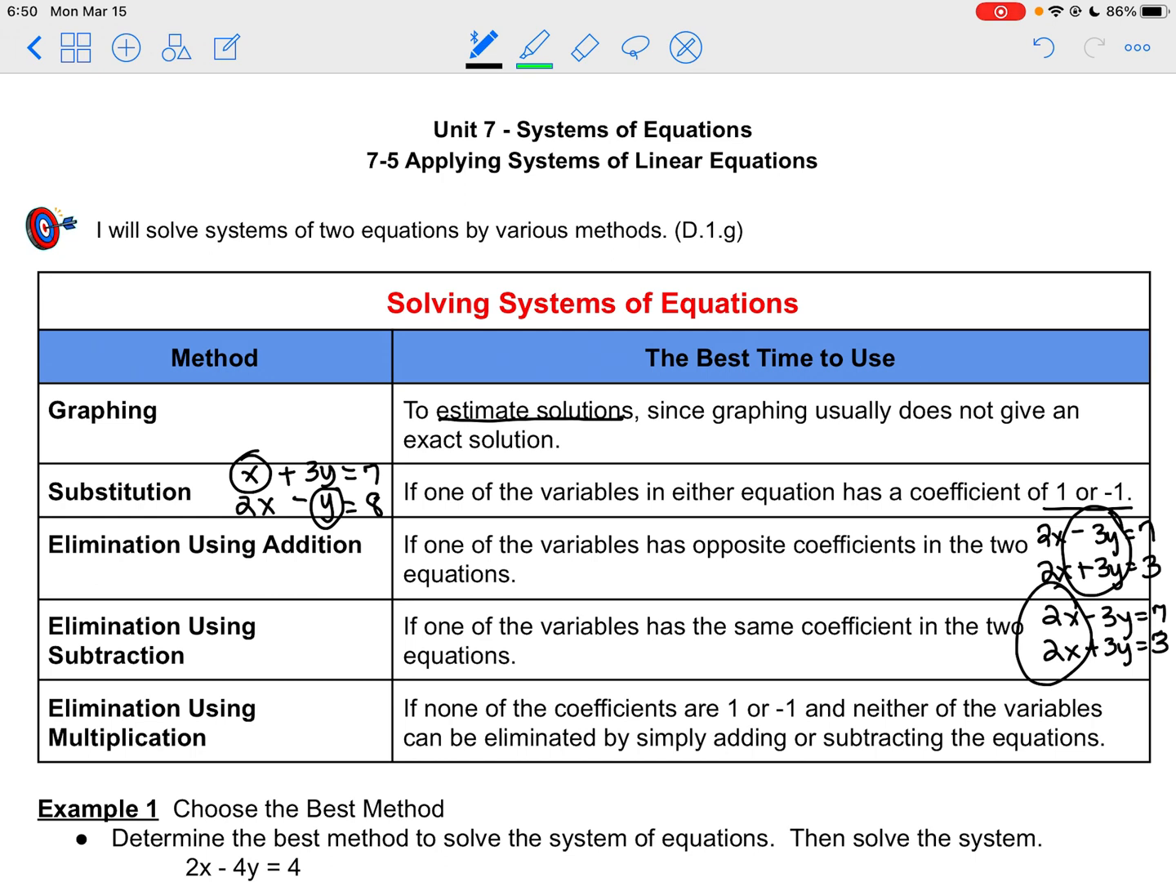If none of the other methods work, that would be the best time to use elimination with multiplication. So if none of the coefficients are 1 or -1, and neither of the variables can be eliminated by simply adding or subtracting the equations, then you would want to use multiplication.